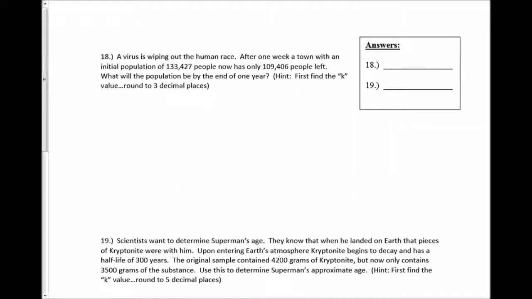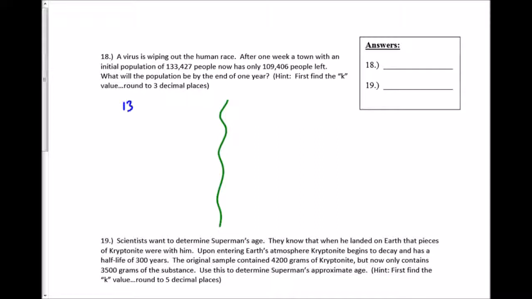For this one, it says a virus is wiping out the human race. After 1 week, a town with an initial population of 133,427 people now has only 109,406 people left. And we want to know how many are going to be left at the end of the year. And this is really a two-part problem. The first thing we need to do is find the k value here.